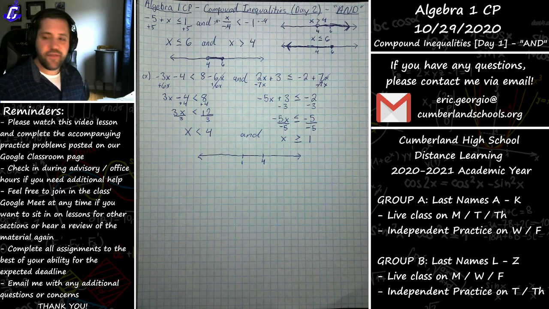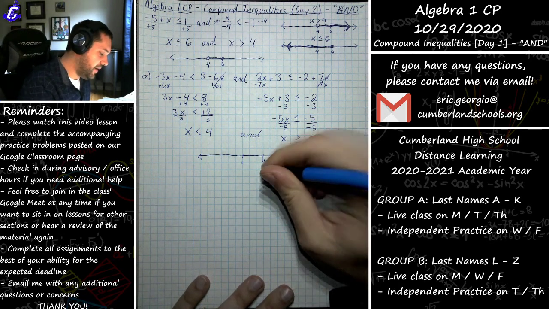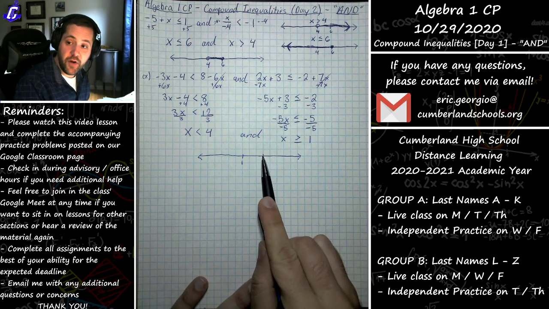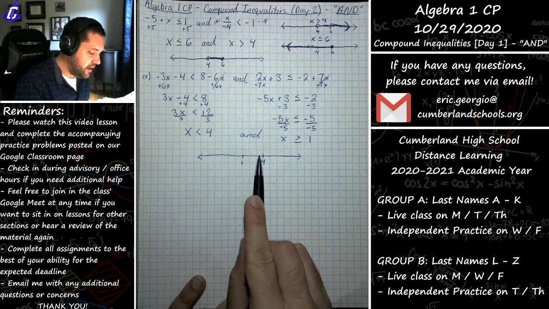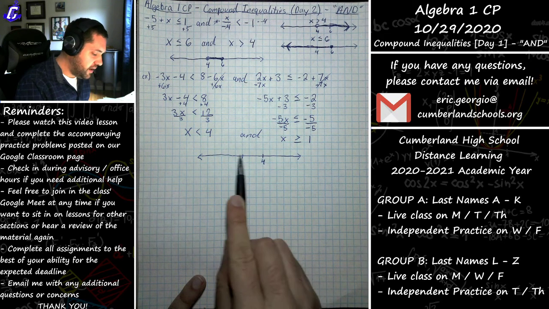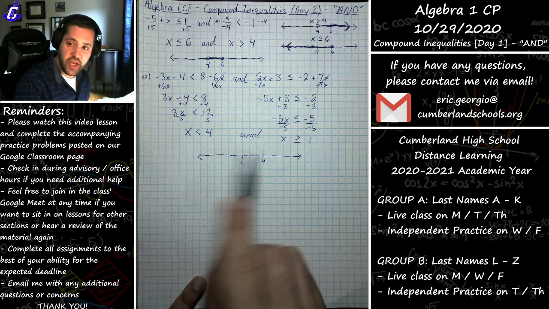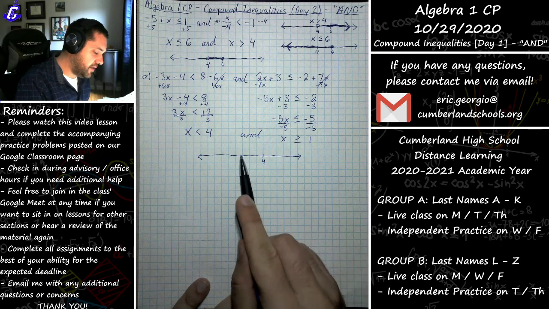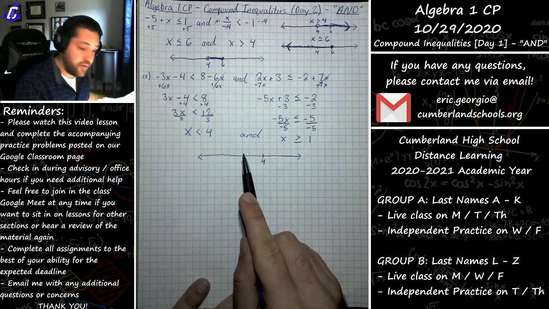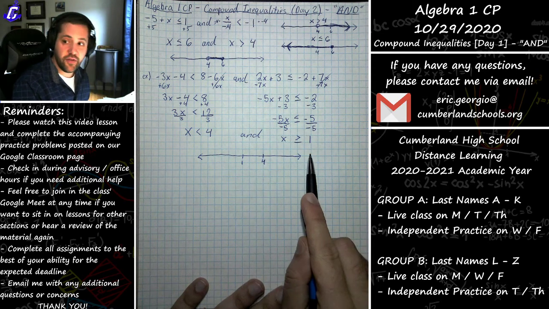Okay? If x is less than 4, think about it. That would be all the stuff from 4 and going this way. Correct? Can you picture that? It would be from 4 with an open circle, and it would be trending to the left. It would be shaded to the left. If x is greater than or equal to 1, it would be a closed circle on 1, because it's included, and all of the stuff shaded to the right.